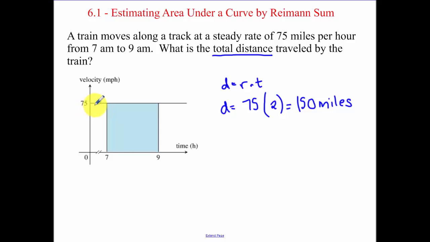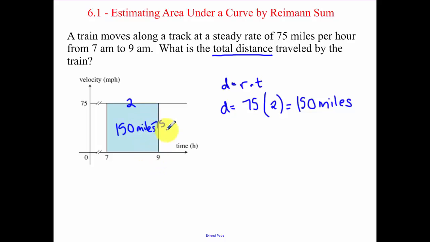But now looking at this in terms of calculus and looking at it in terms of area under the curve, we have our velocity curve, which is a straight line of 75, and we have the time graph from 7 to 9. Now how would I find the area of this blue region? Well, our height is 75, our width is 2. So to get our area, we multiply 75 times 2, which is 150 miles.